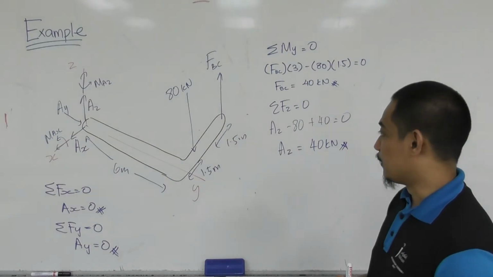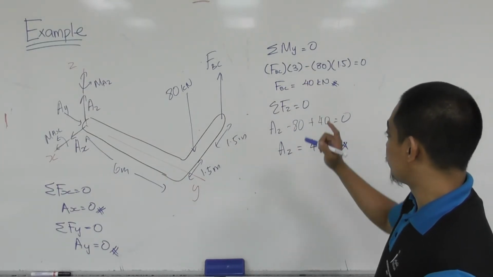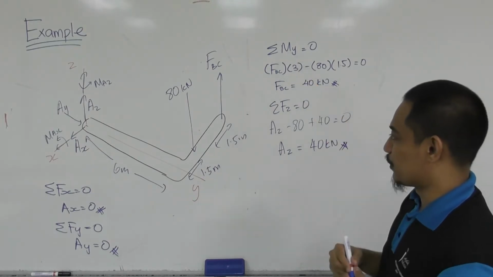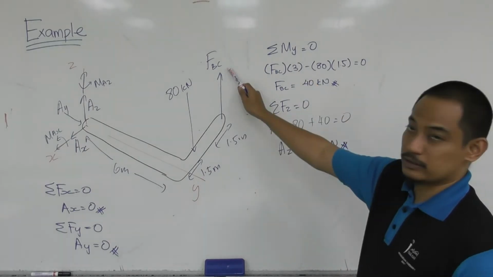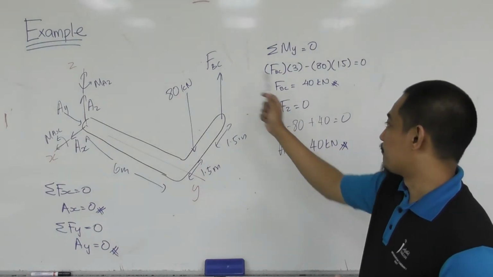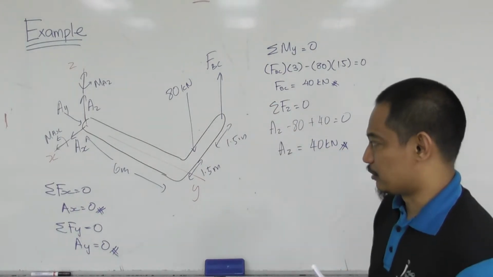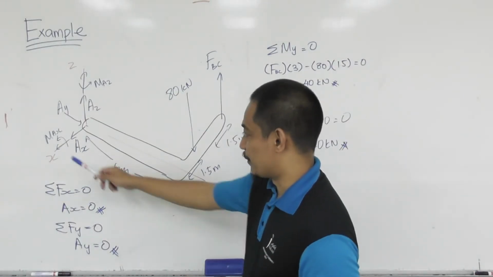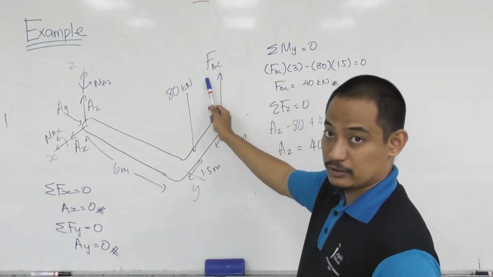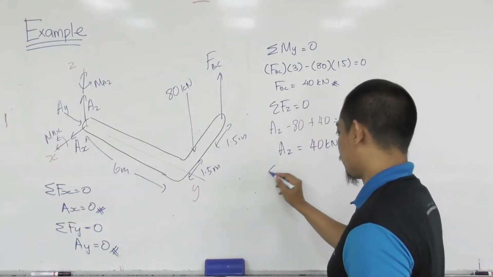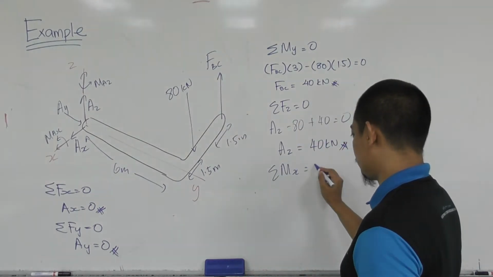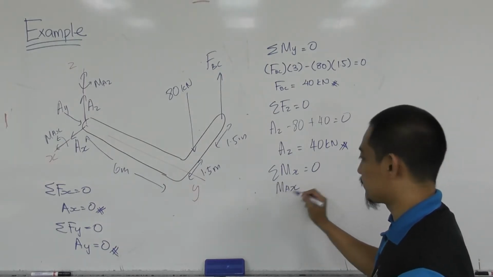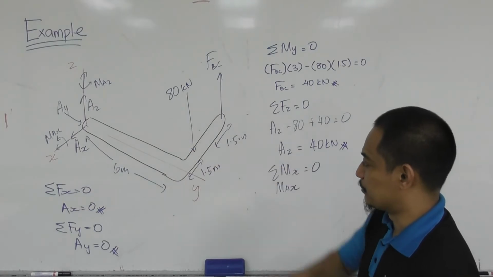Alright, what else? So 1, 2, 3, 4. We have another 2, right? We have done already summation of My. Now, if this is also found, we go back to summation of Mx, summation of moment about x-axis. So you only have one unknown left, right? Because this is already known, right? So summation of Mx equal to 0. So you have Max. All the rest doesn't produce any moment about x-axis.